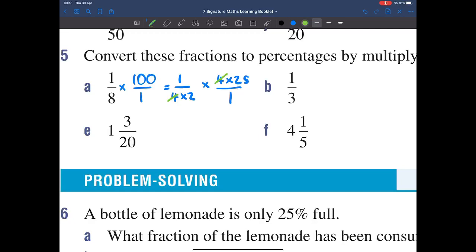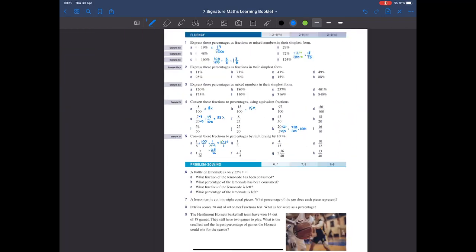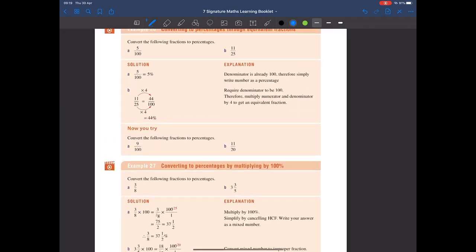And so what are we left with? We're left with 25 over 2. So let's write that. Okay, now let's see if we can go back to our example to see what they do next.